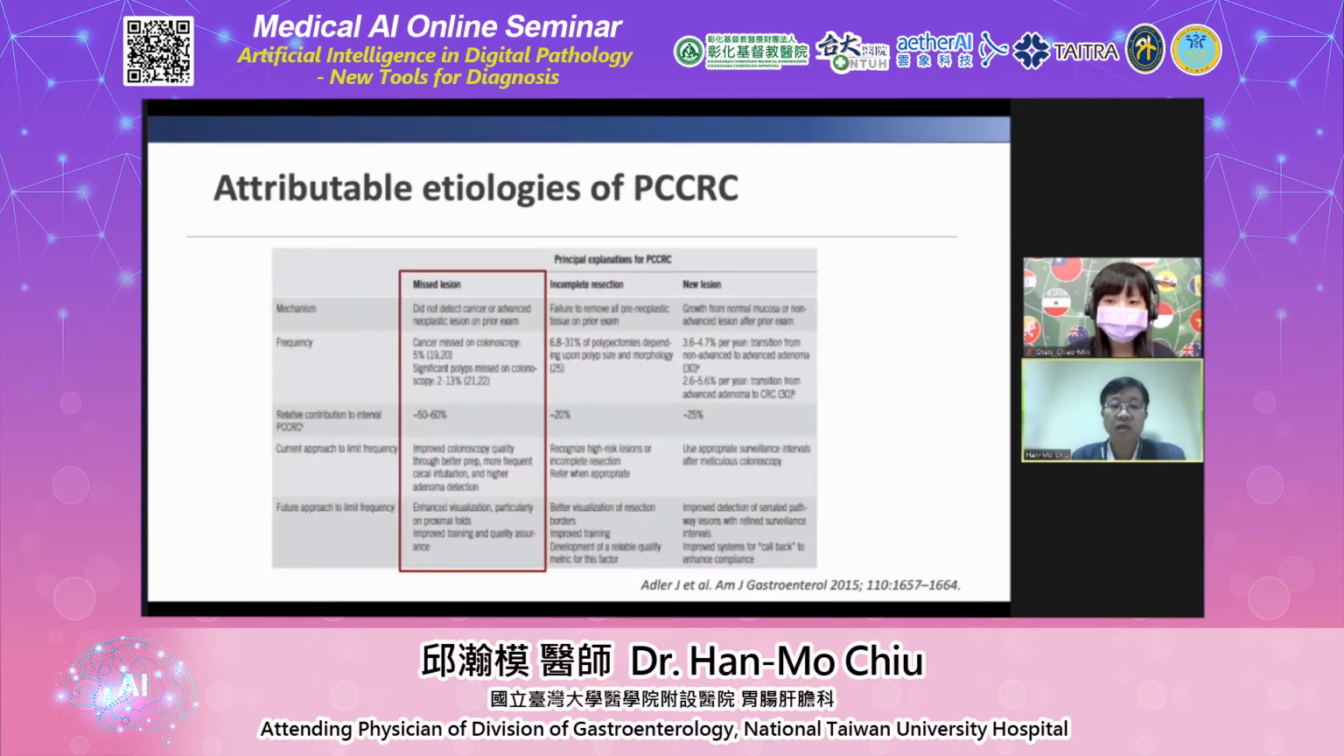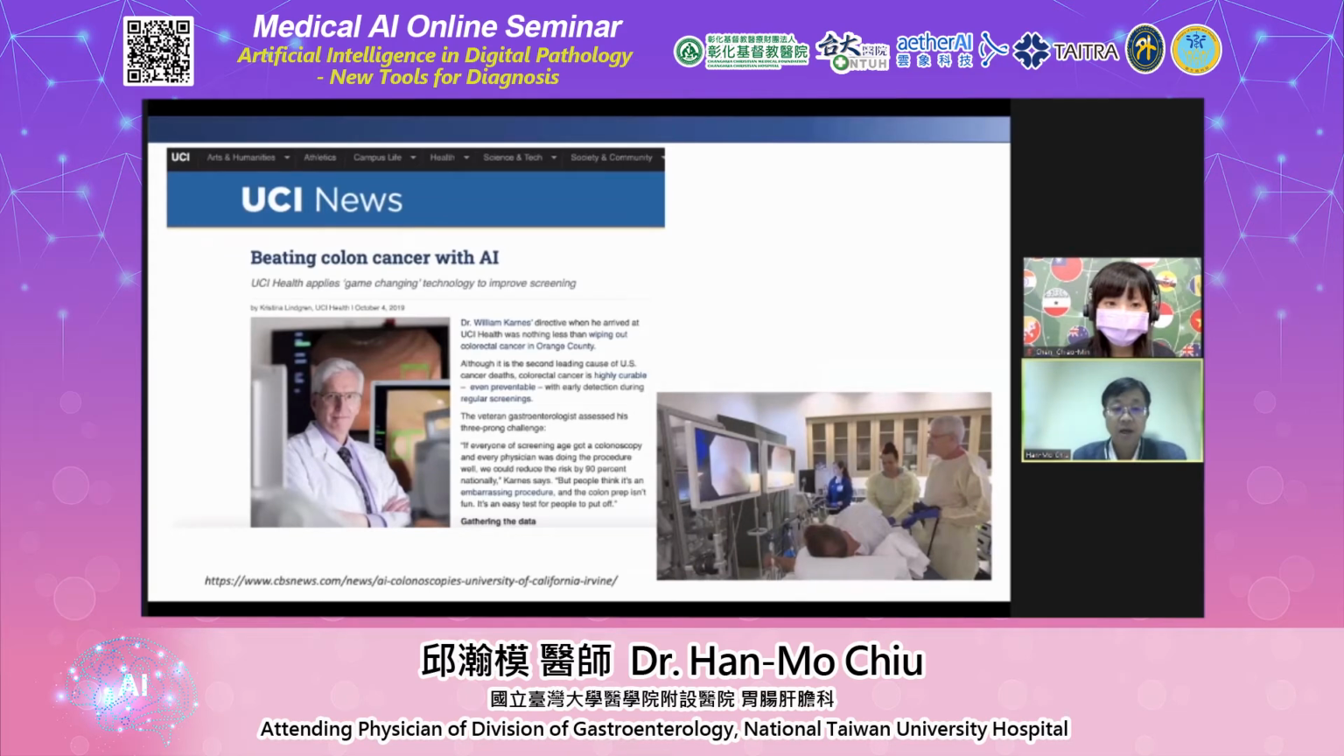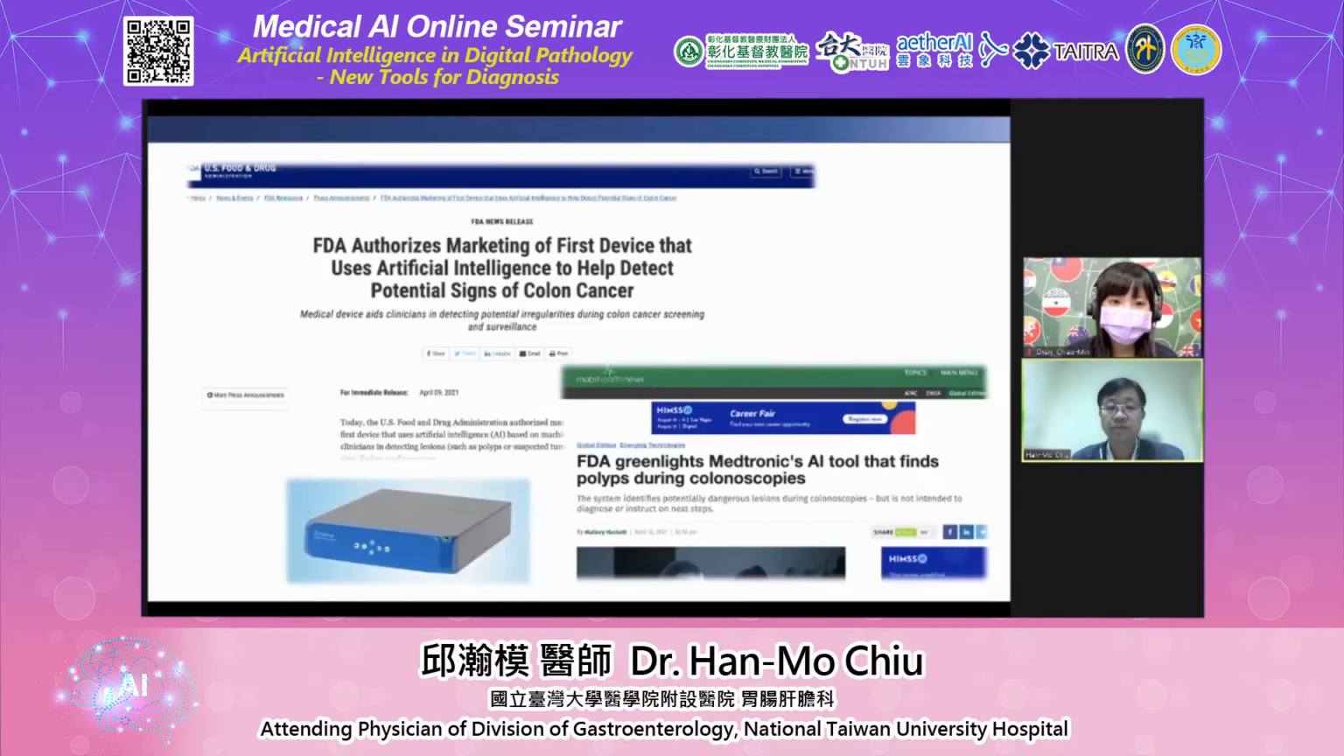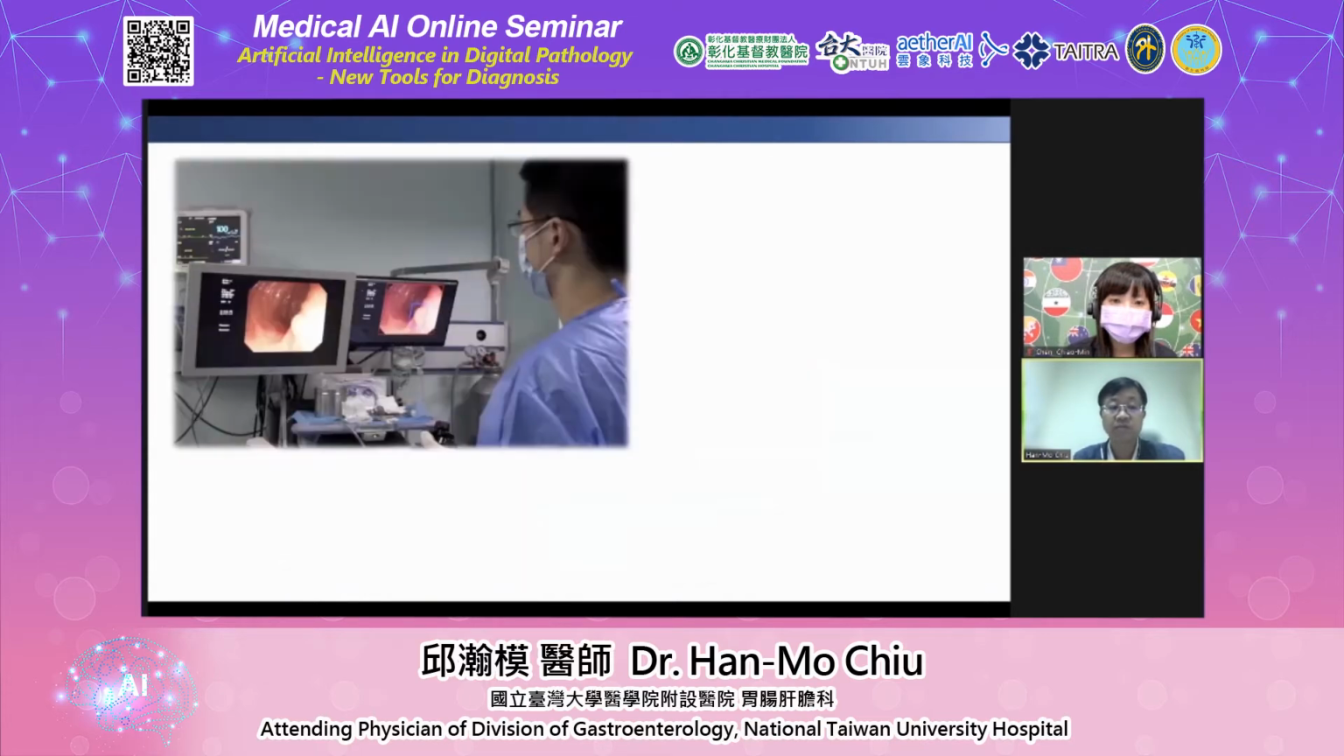It was reported that missed lesions are likely the most important attributable factor of post-colonoscopy colorectal cancer, accounting for nearly 60% of PCCRC, followed by newly developed lesions and incomplete resection of the detected neoplasm. Thanks to the development of AI technologies, AI-assisted colonoscopy was developed a few years ago, and could help the doctor identify polyps during colonoscopy. Earlier this year, the US FDA approved an AI-assisted colonoscopy platform, the GI Genius by Medtronic, for the first time.